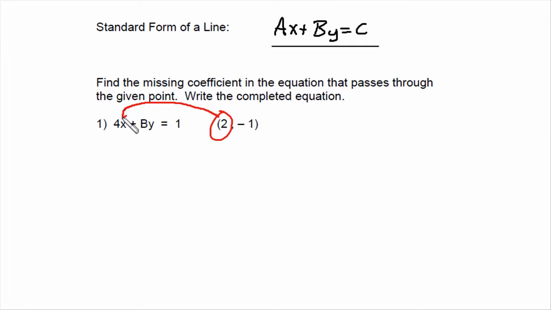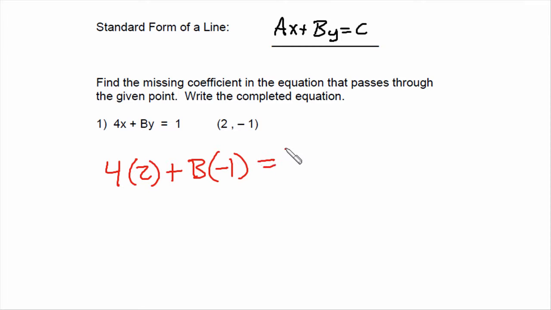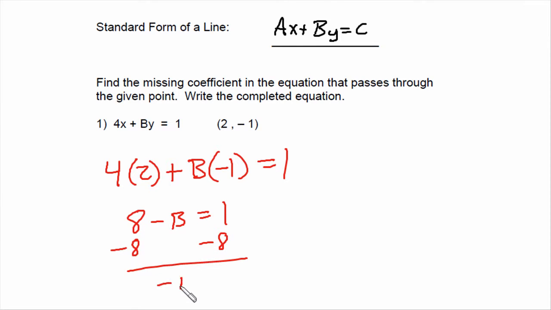So x is 2. Y is -1, going right there. Okay, so let's write that out. So 4 times x is 2, plus b we don't know, we're going to find that, times y is -1 equals 1. So simplify that a little bit. 4 times 2, 8. B times -1, minus b, equals 1. Solve for b here, so subtract 8 from both sides. We get -b equals -7. It's like we have a -1 times b here, so we divide by -1, shortcut, change the signs of both sides, so b equals +7.